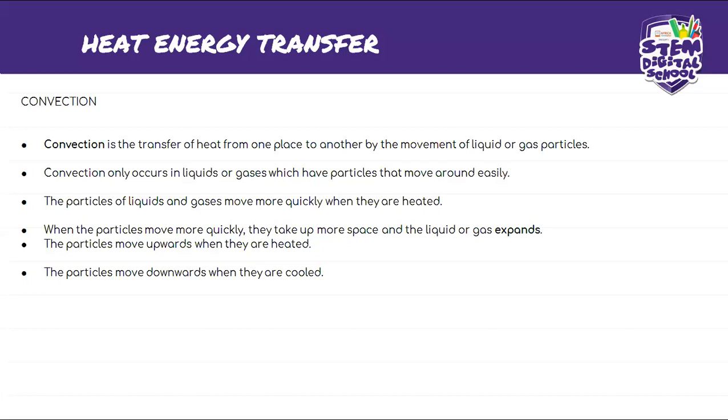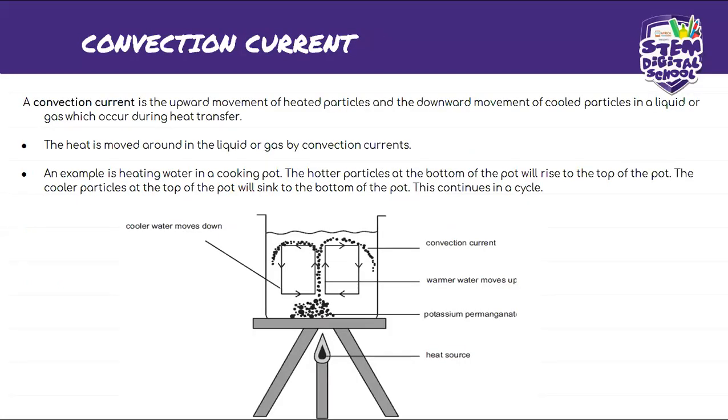Mostly when you are boiling water inside the pot, that is basically what is happening. The water underneath becomes warm, then rises up, the cold water goes down, then rises up. So the up and down motion in a cyclical manner is known as convection current, but we shall see it as we move on.